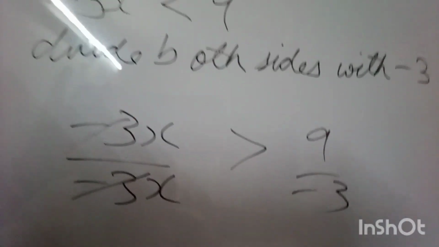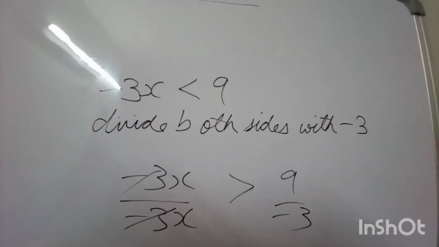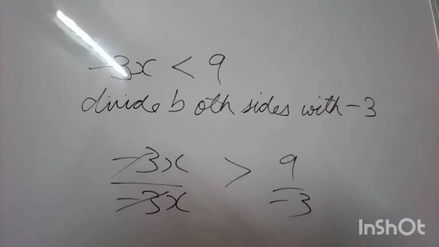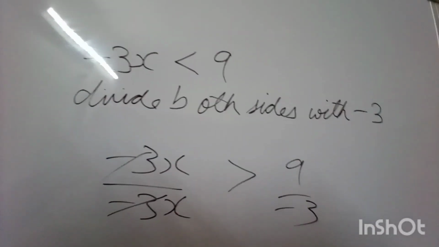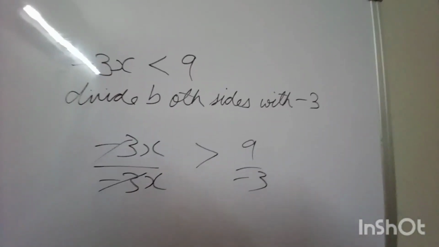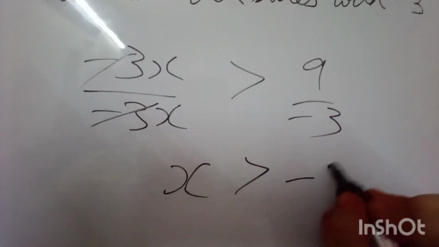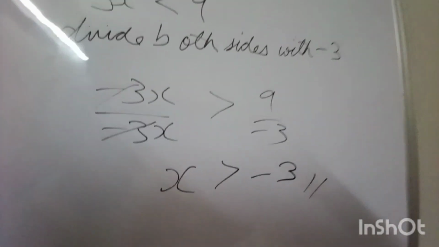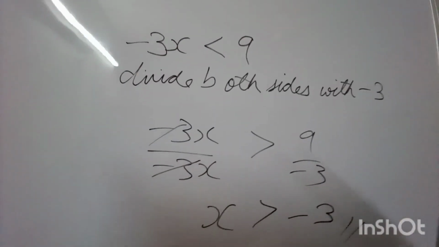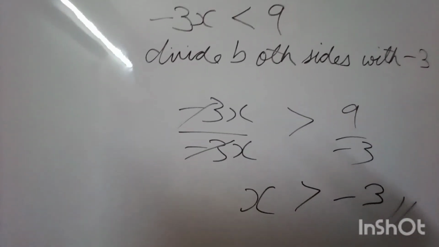So if you divide both sides in a linear inequality by a negative term, then the inequality sign will change. But if you divide by a positive, no sign change will take place. So now x is greater than minus 3. You have got your answer. So with these rules, we are going to solve some more sums.